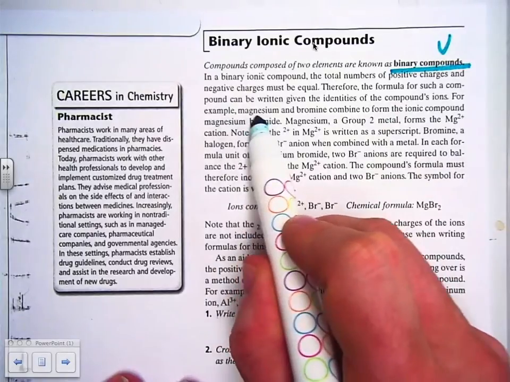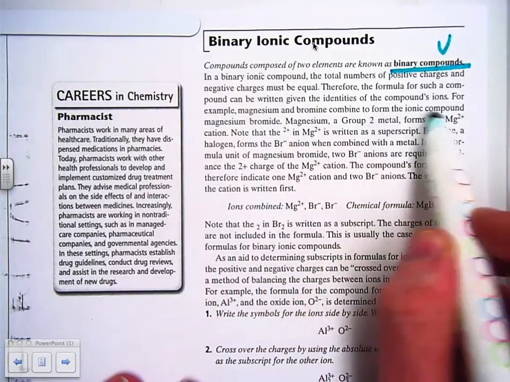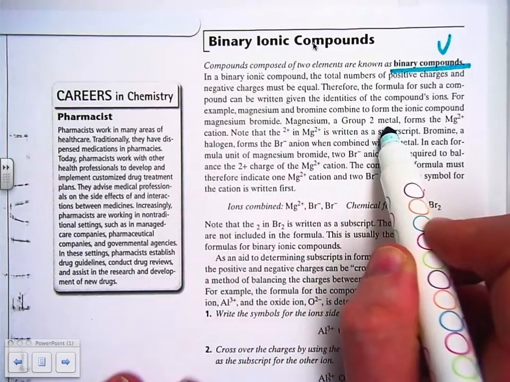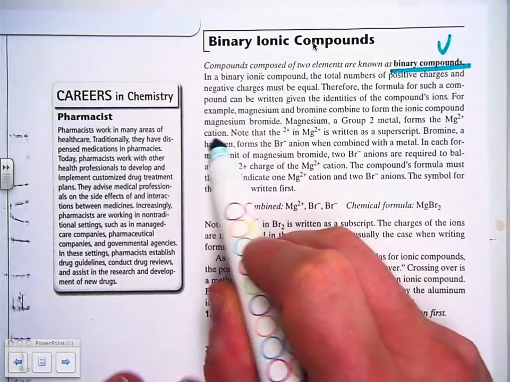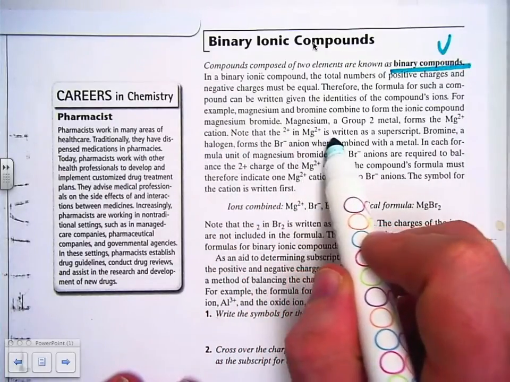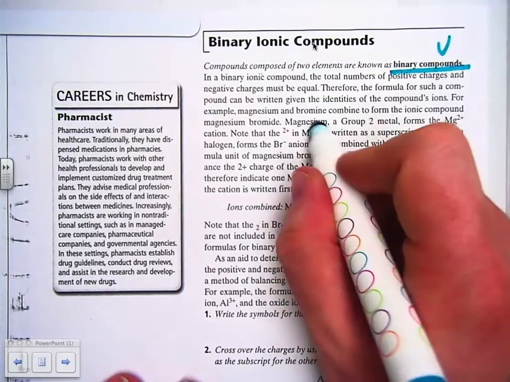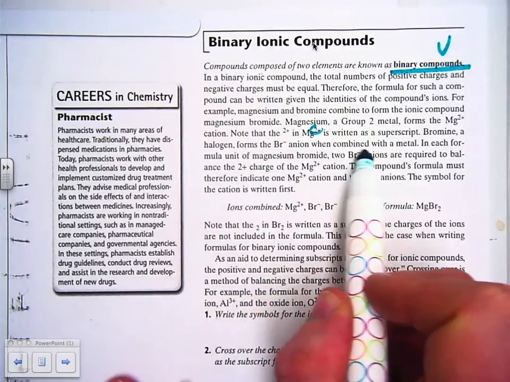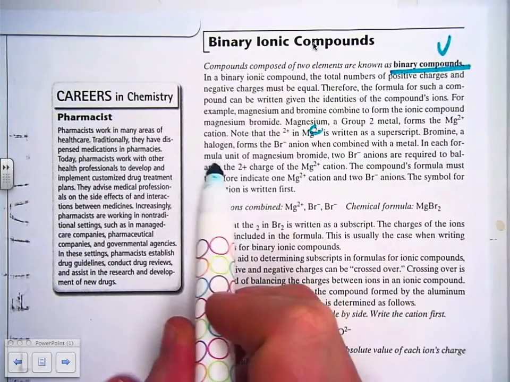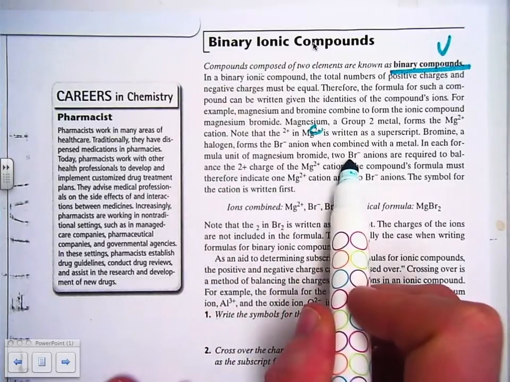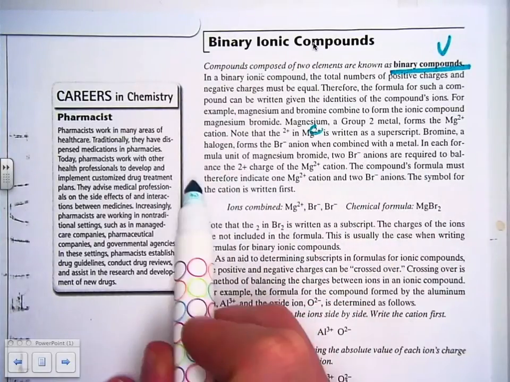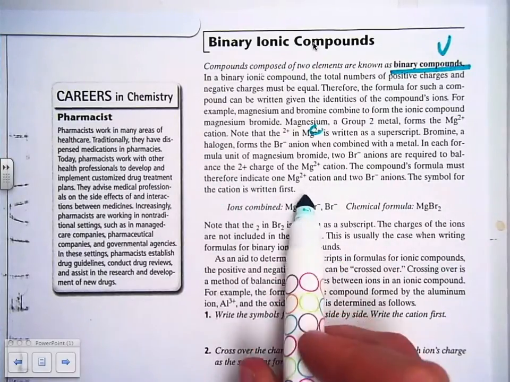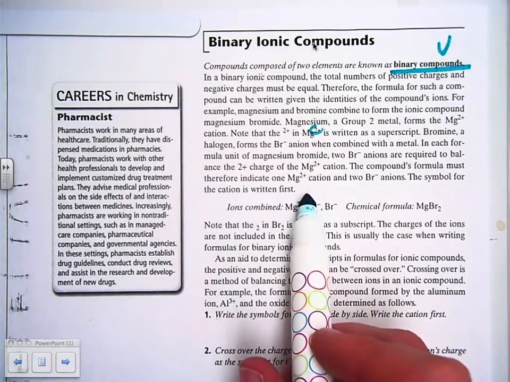For example, magnesium and bromine combine to form the ionic compound magnesium bromide. Magnesium, a group 2 metal, forms the Mg2+ cation. Note that the 2+ in Mg2+ is written in a superscript, meaning above. Bromine, a halogen, forms the bromide anion when combined with a metal. In each formula unit of magnesium bromide, 2 bromide anions are required to balance the 2+ charge of the magnesium cation. The compound's formula must therefore indicate 1 magnesium cation and 2 bromide anions.